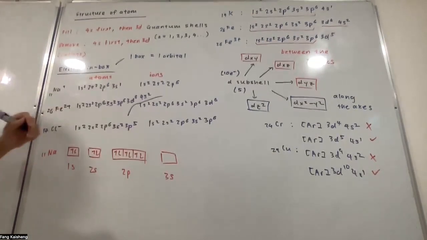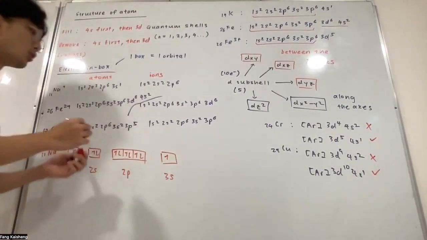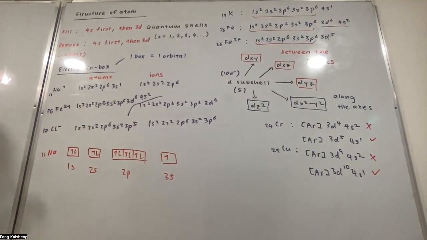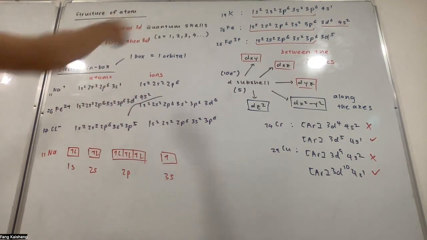Then we take a look at 3s. 3s, how many electrons are there? 1. You don't have to fill up the whole thing. So that's an electron in box diagram for sodium. Perhaps you can do the same thing for iron. Iron in this case just follows this configuration, which is right there.